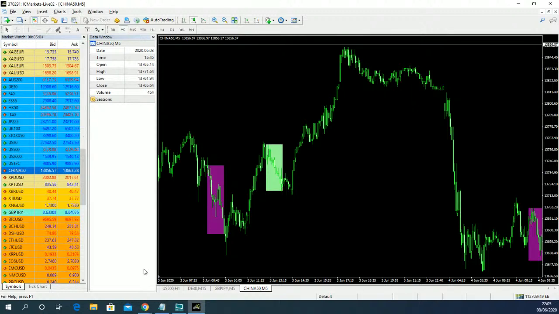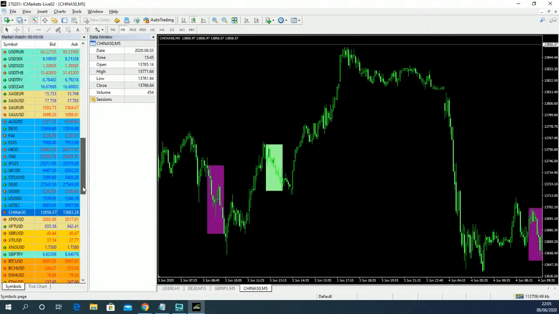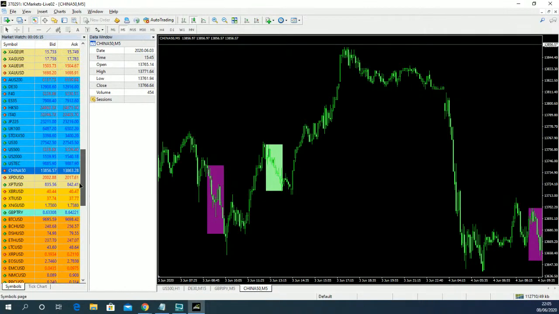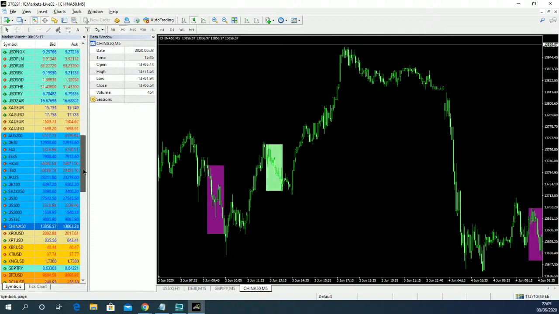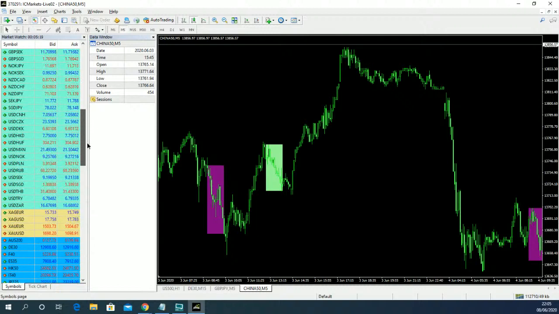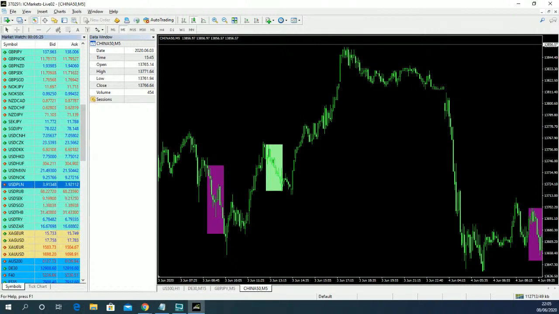South Africa. I wouldn't forget South Africa, man. Let's go South Africa. USD ZAR. Where are you? USD ZAR. I'll type you out if you refuse to come out. USD ZAR, where are you? Oh, it's out. I fished it out.